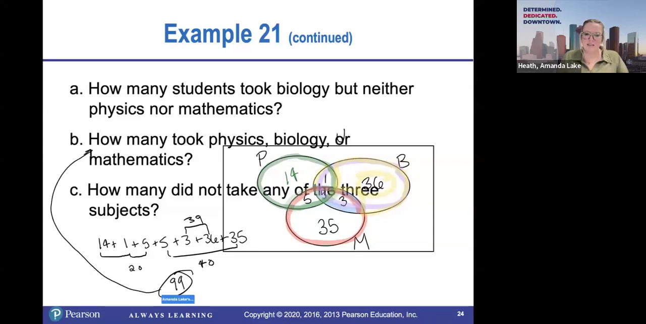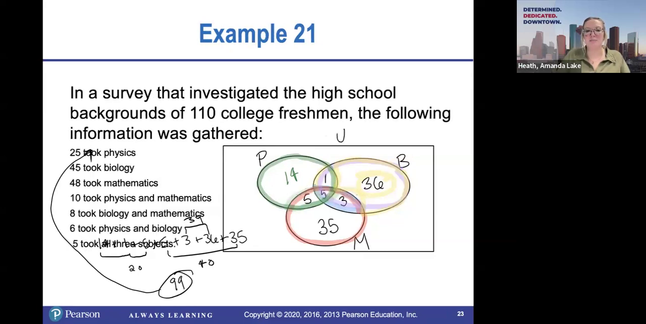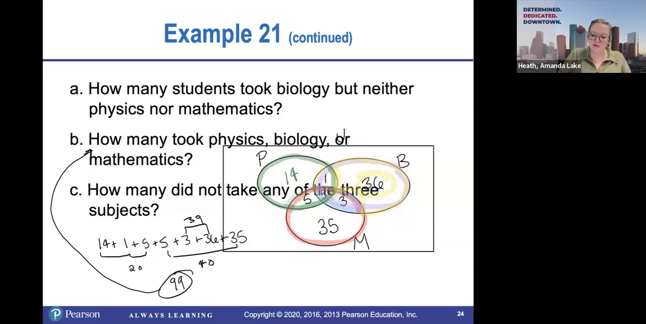And how many did not take any of the three subjects? So I actually forgot to finish this because I know there were 110 total in the universal set. So that'll be 110 minus 99. 11 students did not take any of the three subjects.